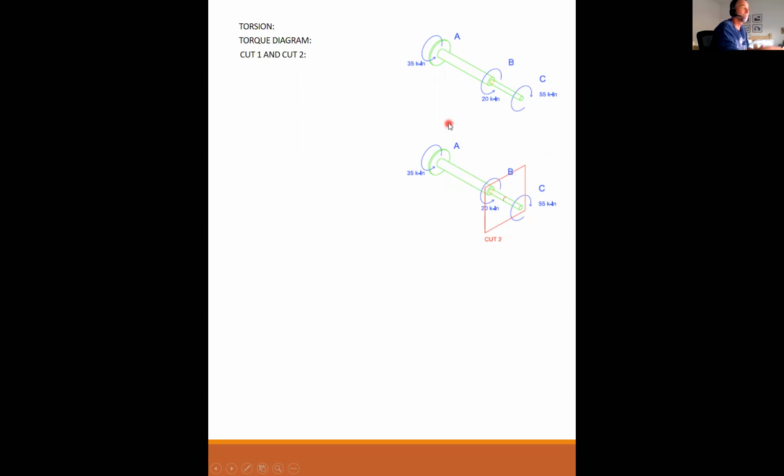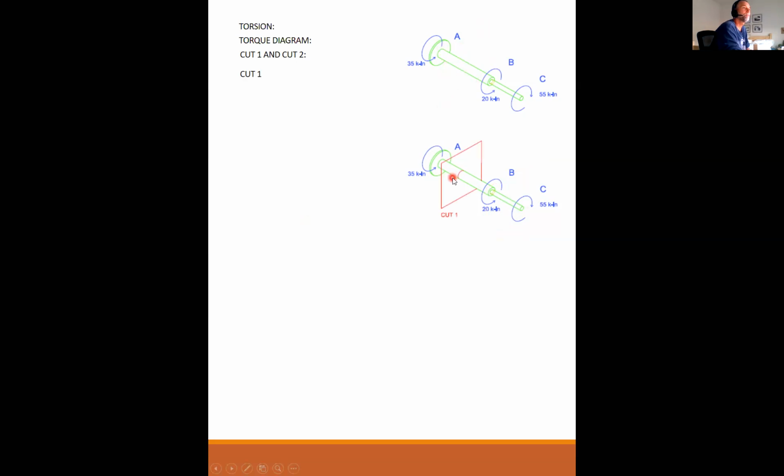Just as an example, if the problem had another applied torque, say somewhere in here, then what would you have to do? Take another cut. Thank you, exactly right. You'd have to take another cut, one on the far side of that applied torque and one on the near side of that applied torque. Exactly.